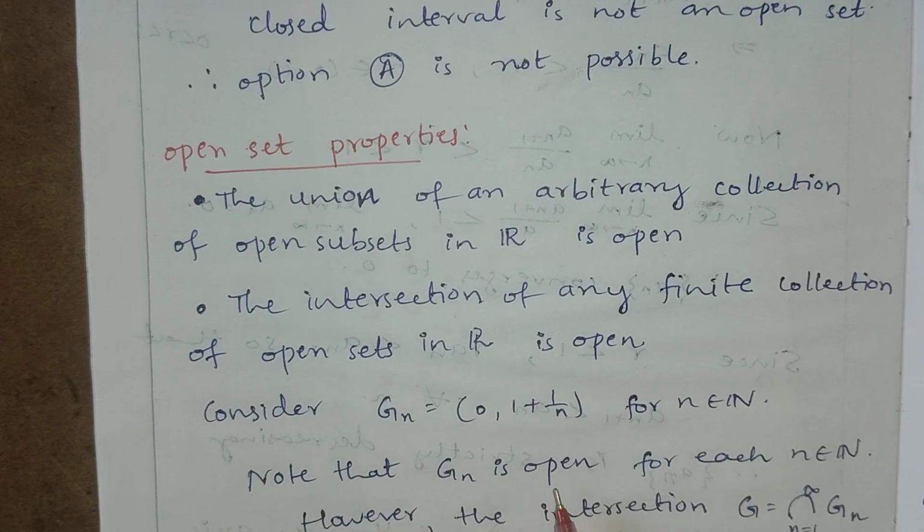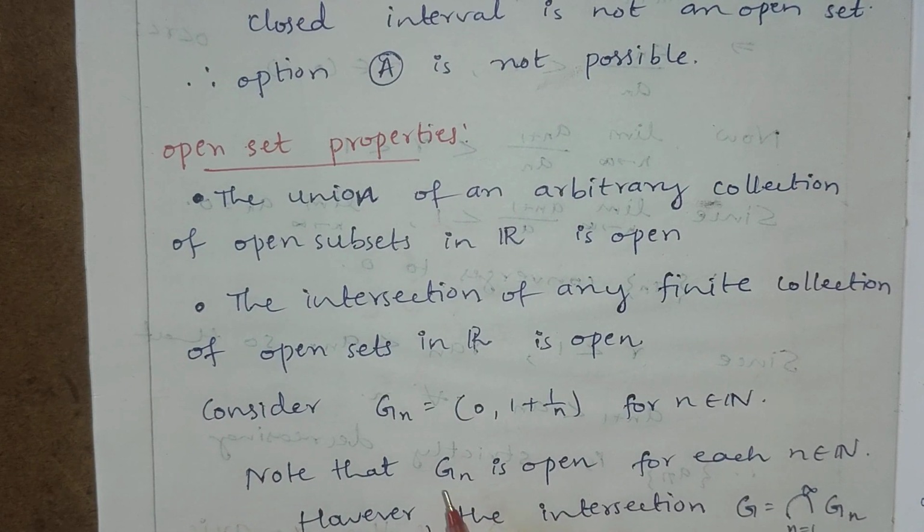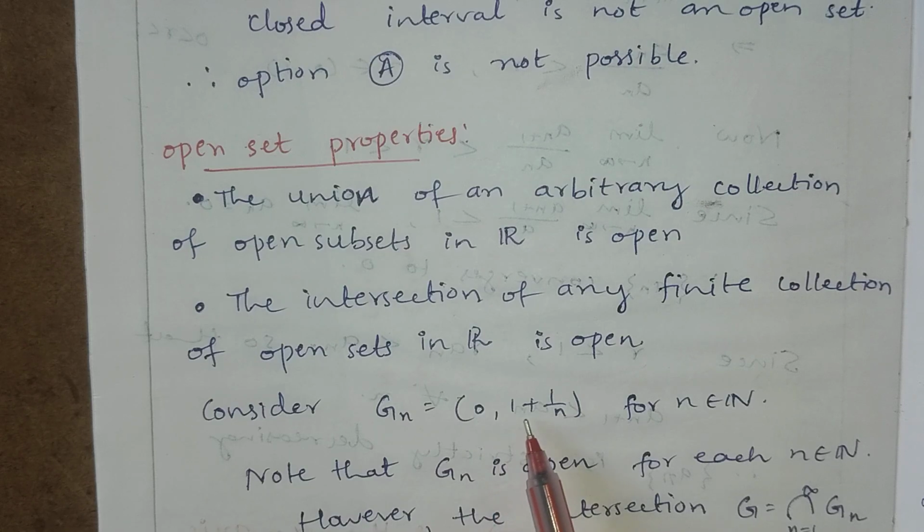So now let us see one example. Consider Gn equal to the open interval (0, 1 plus 1 by n) for n belonging to N. Note that Gn is open for each n belonging to N, because G1, G2, G3 are open intervals. They are (0, 1 plus 1 by 2), (0, 1 plus 1 by 3) and likewise. So each one is open.